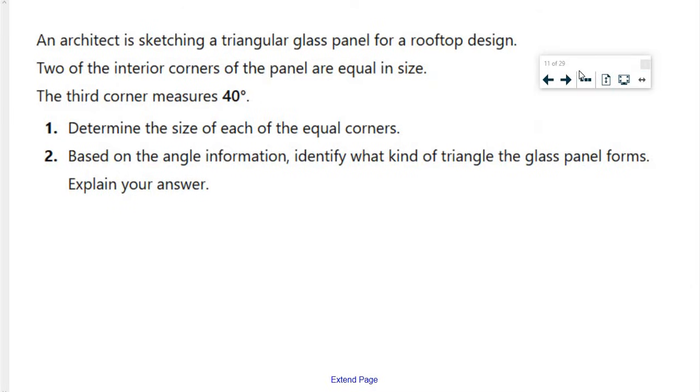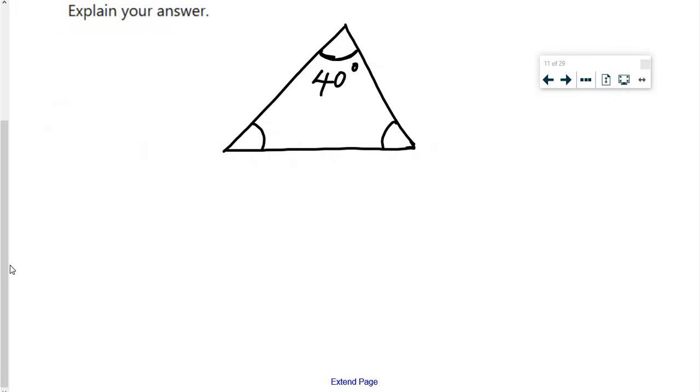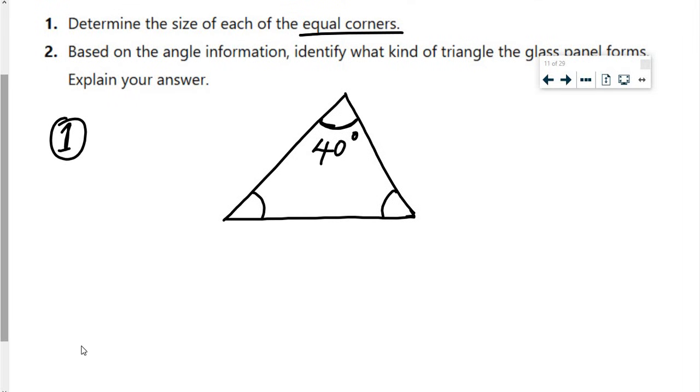Now what basically we do, this question is talking about a triangular glass panel. So go ahead drawing a triangle using a scale and pencil. Then two of the interior corners of the panel are equal in size, meaning this corner and this corner have equal angles. But the third corner, which is this one here, measures 40 degrees. Can you determine the size of each of the equal corners? So question number 1, how do we answer it?